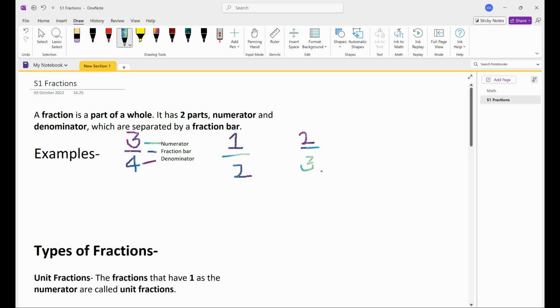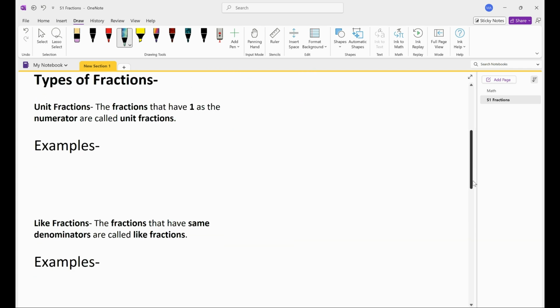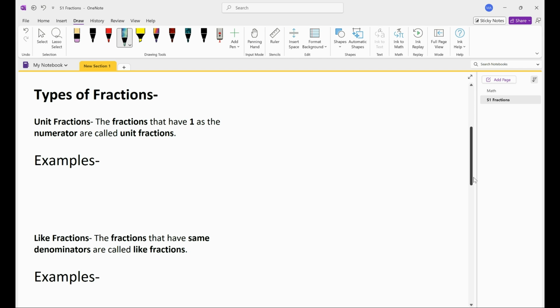The first type of fraction that we are going to learn today is unit fraction. The fractions that have 1 as the numerator are called unit fractions. Examples are 1 upon 8, 1 upon 6, and 1 upon 2. These all fractions are unit fractions because their numerators are 1, and 1 is also called as the unit number.